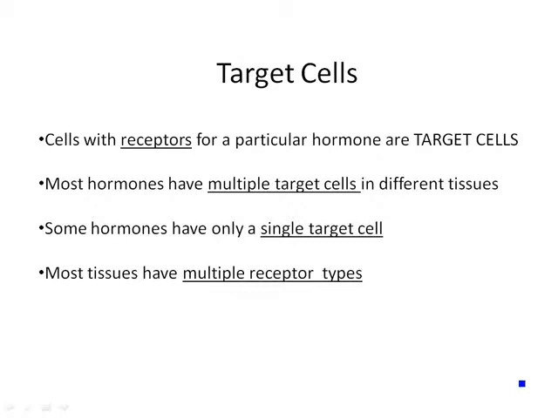And it turns out that most tissues are going to have multiple receptor types. If I'm talking about the uterus, for example, I may have a receptor for oxytocin. That's a hormone, and that oxytocin is going to cause smooth muscle contractions. So when it's time to deliver that baby, you're going to get this stimulus of oxytocin, and it's going to start causing the smooth muscle of the uterus to contract, and that's going to expel the baby.